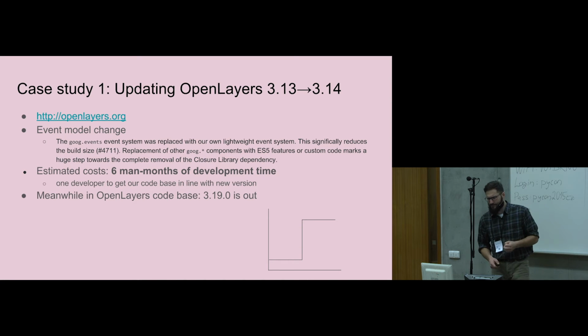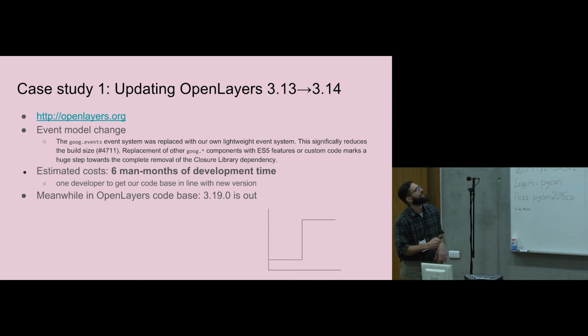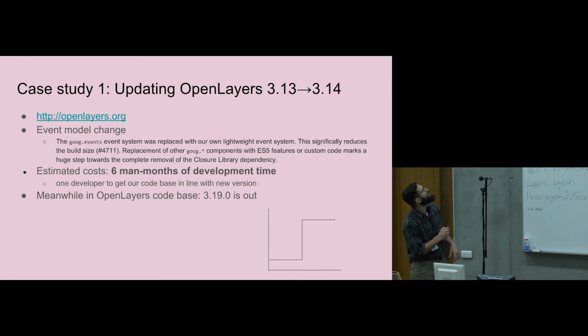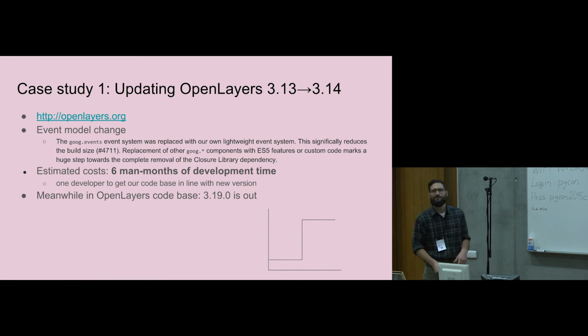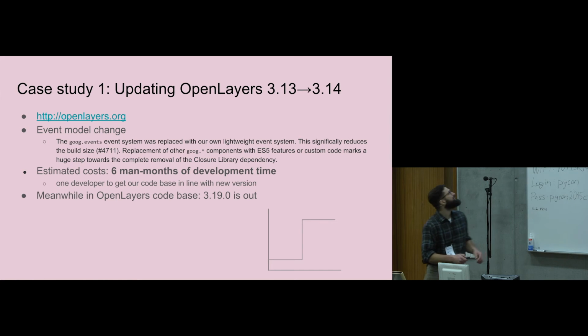We are using the OpenLayers library. This is a great Swiss Army knife tool in JavaScript for working with geospatial data on the web. And then suddenly, between version 3.13 and 3.14, there was a little note at the end of the changelog: by the way, we just changed the event model. We are moving away from the closure dependency and so on.